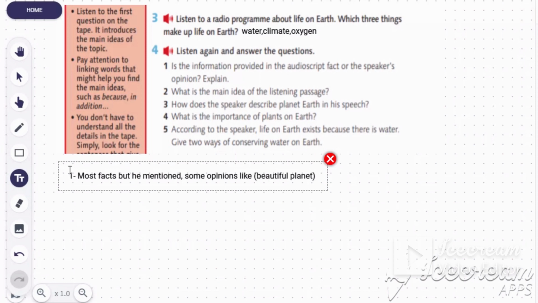Two. What is the main idea of this paragraph? What is the main idea of this text? Tell me what it's about. In this passage he explains why life on Earth exists. So, it is about, it is to explain why life on Earth exists.